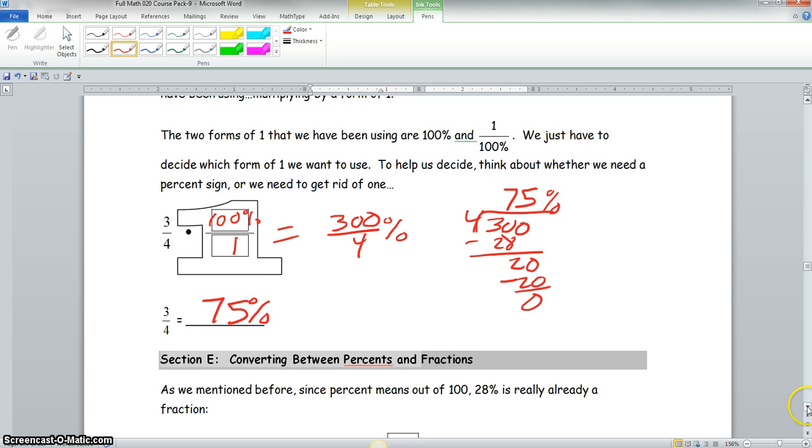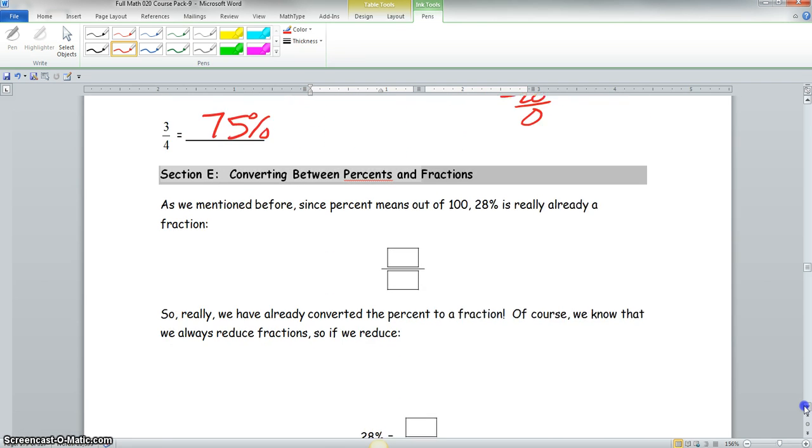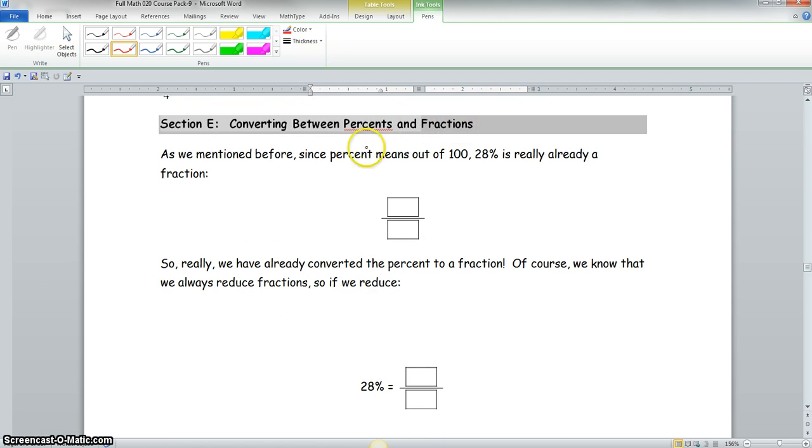Okay, now we come down here. Convert it between percents and fractions. As we mentioned before, since percent means out of 100, 28% is really already a fraction. It'll be 28 over 100. So really, we have already converted the percent to a fraction. Of course, we know that we always reduce fractions.